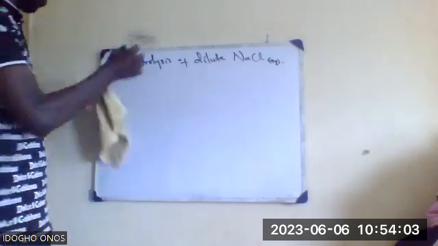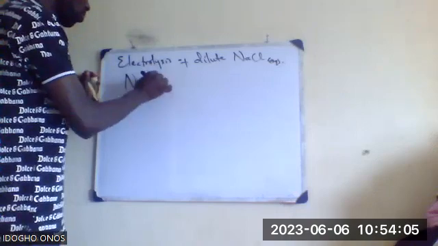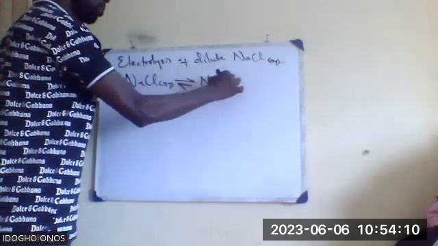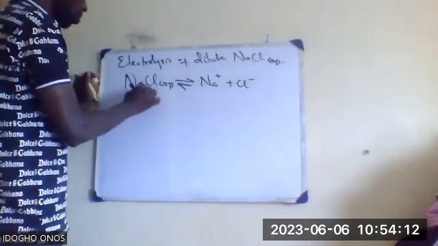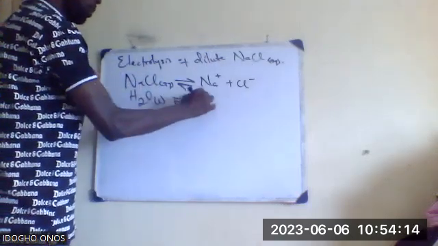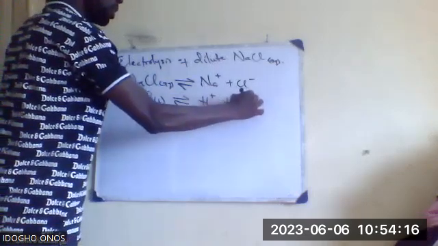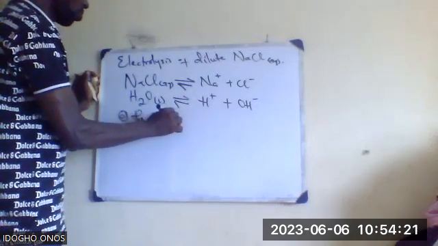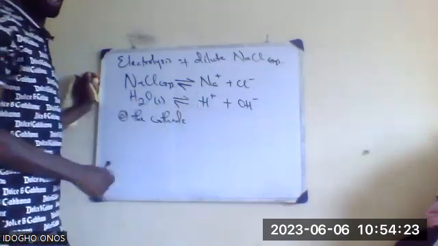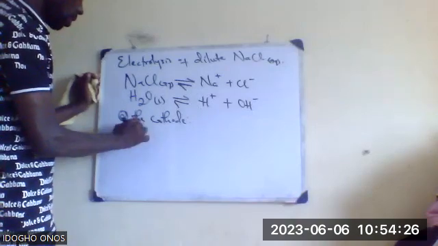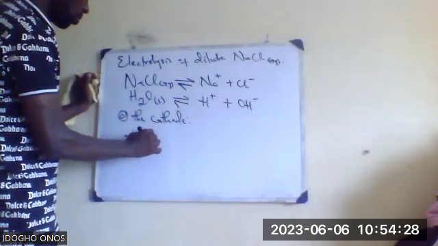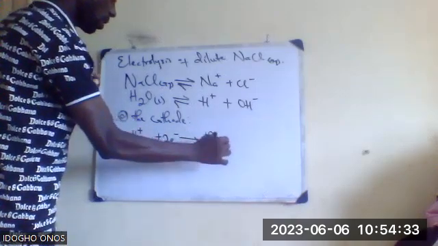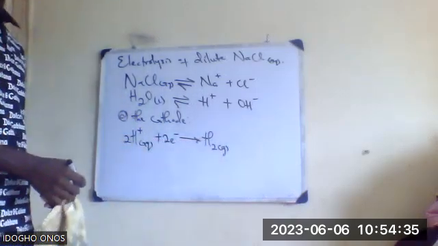Okay, so maybe let's just quickly run through it. This will be NaCl aqueous, giving me Na+ and Cl-. H2O will give me H+ and OH-. Then at the cathode, I should have hydrogen gas, just like you said, which is very correct. 2H+ aqueous plus 2 electrons gives you hydrogen gas. This is what you will get at the cathode.